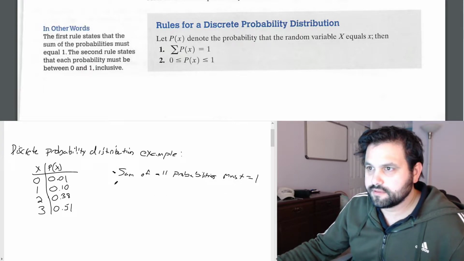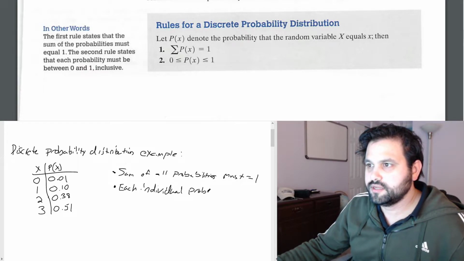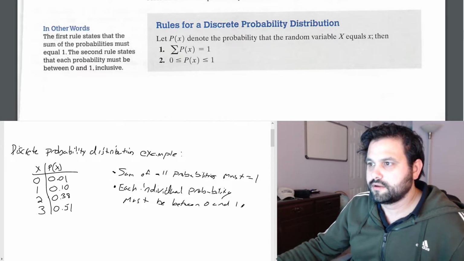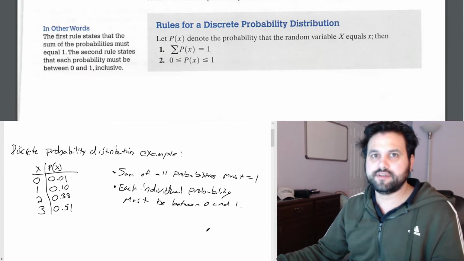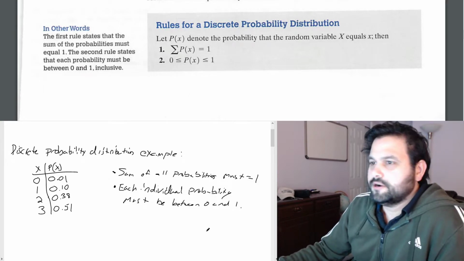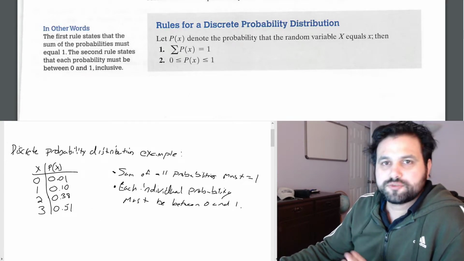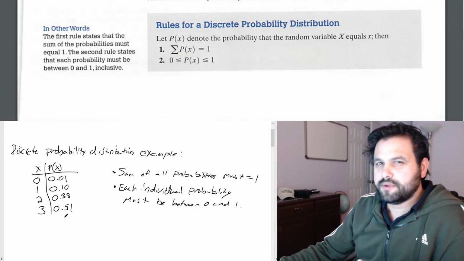And the next one is each individual probability must be between 0 and 1. Right, because we can't have any negative probabilities, that wouldn't make sense, and we can't have any probabilities that are greater than 100% because that wouldn't make any sense. So yeah, those are the two features we look for when determining whether something's a probability distribution. So hopefully you guys remember those two things, okay?